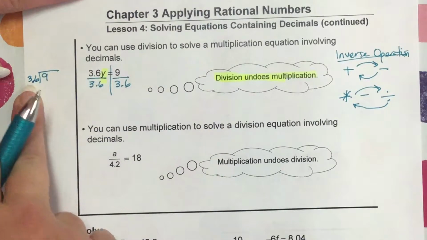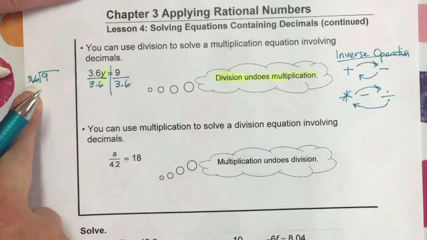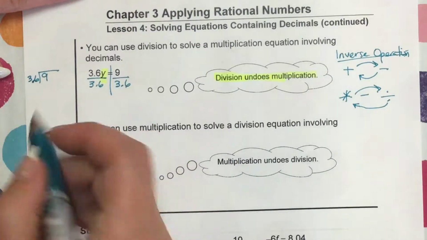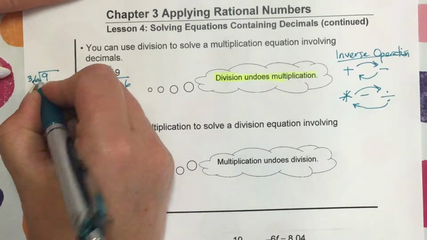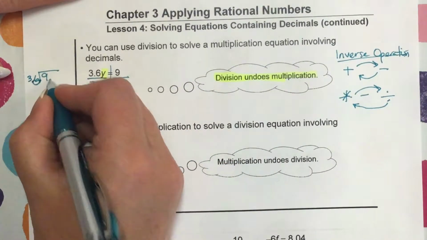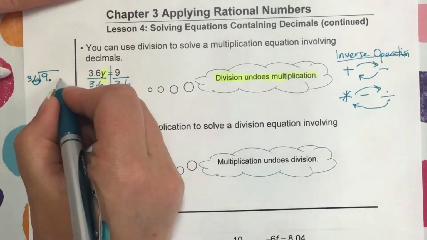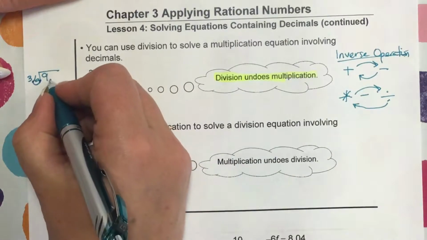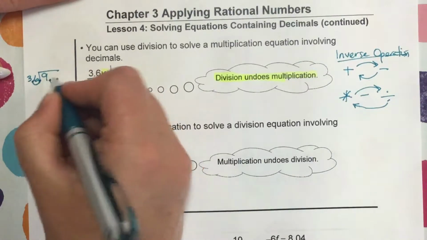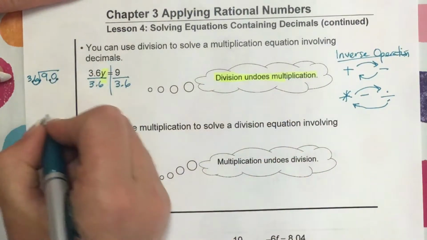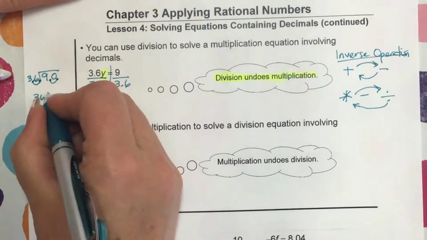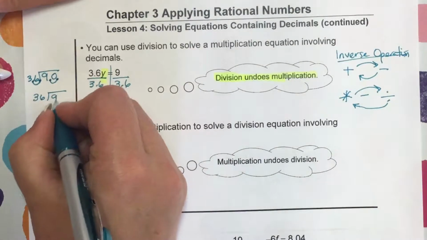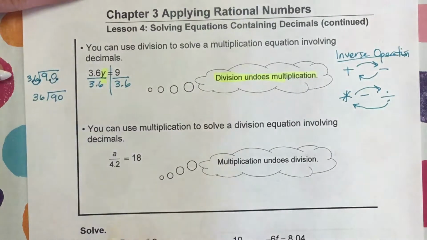Now remember, you can never have a decimal in the divisor. You can't divide by a decimal. So we're going to need to go ahead and change it. So we're going to move it over one decimal place. The decimal place is here. Whatever we move here, we have to move here in the dividend as well. So we're going to move this over one place, and there's nothing there, so we're just going to put a 0. So really what we're doing is that becomes 36, and this becomes 90. So we're going 90 divided by 36.